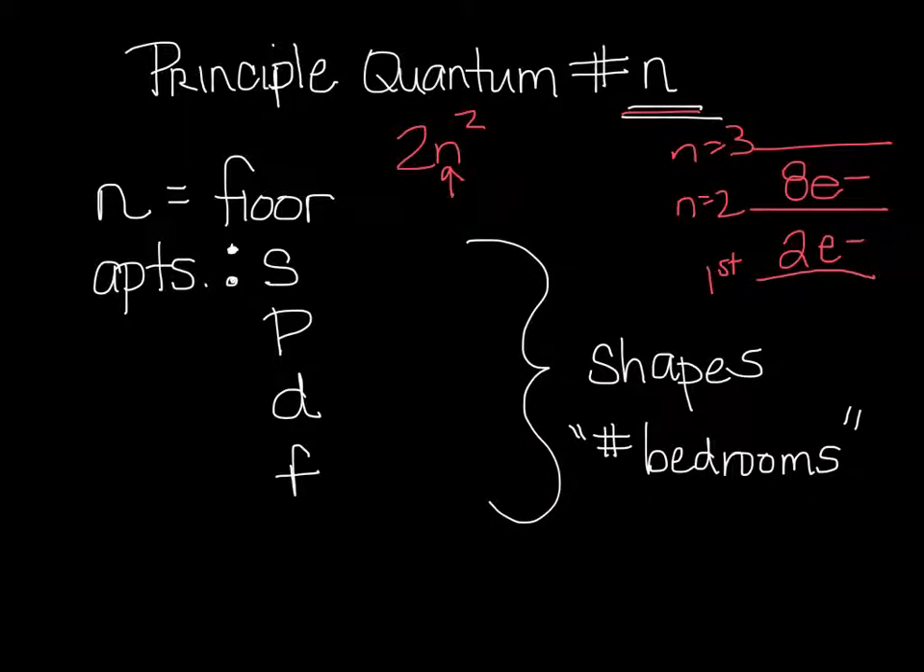Third floor, 3 times 3 is 9, times 2 is 18. So 18 electrons can live on the 3rd floor, and so on. And so this tells us the maximum number of electrons that could be found in any particular quantum level.